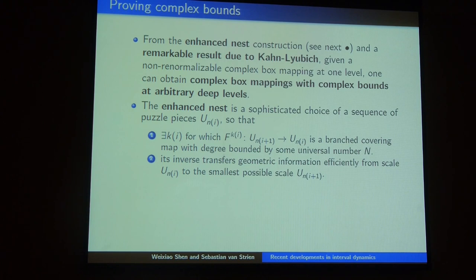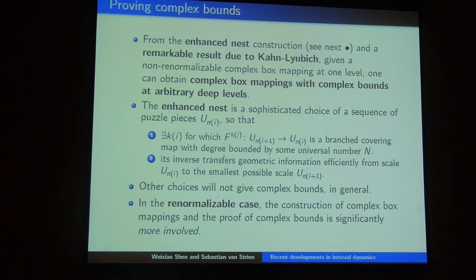And moreover, this choice is made so that you can actually transfer information from the top one to the bottom one very efficiently. So it's a very precise choice which allows you to go from one level to the next quite efficiently. And if you make another choice, then these complex bounds are simply not true in general. So it's really crucial to make a good choice of this.